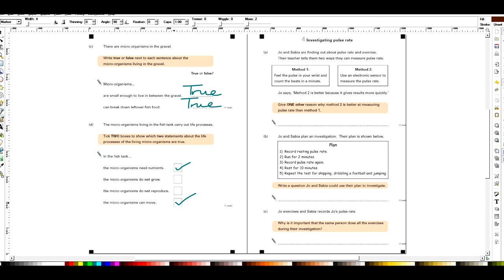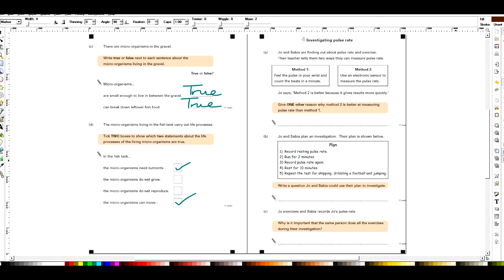Right, question number 4. Investigating pulse rate. Joe and Sabia are finding out about pulse rate and exercise. Their teacher tells them 2 ways they can measure pulse rate. Method 1, feel the pulse in your wrist and count the beats in a minute. Method 2, use an electronic sensor to measure the pulse rate. Joe says method 2 is better because it gives results more quickly. Give one other reason why method 2 is better at measuring pulse rate than method 1.